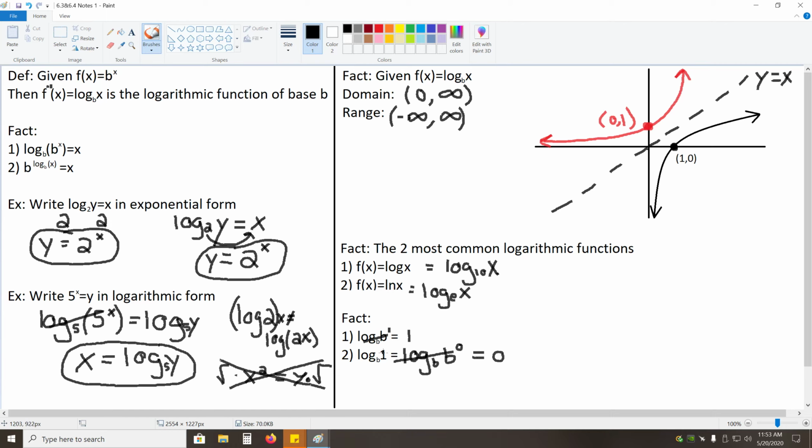So if you plug 1 into any log base, no matter what base we have, the result will always be 0. And we can prove that from our graph. Every parent logarithmic function has to pass through the point (1, 0). So when you plug 1 into the log, the y value has to be 0, like we have here.